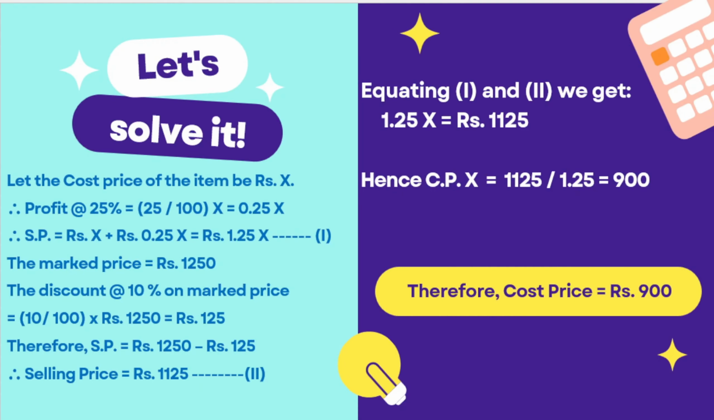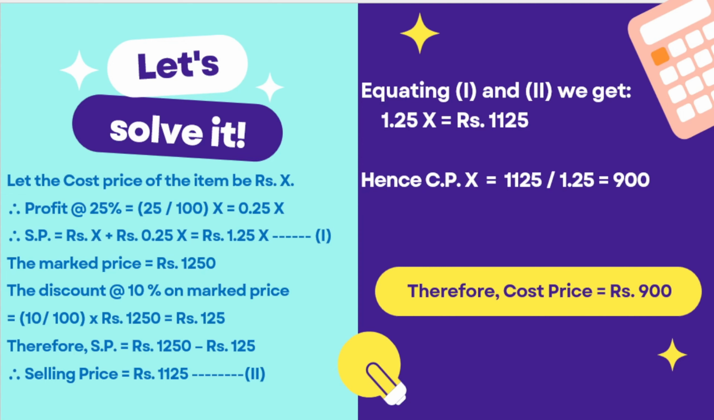Solution to example 18. Let us assume the cost price of the item be Rs x. Therefore, profit at the rate of 25% can be calculated as equal to 25 divided by 100 into cost price x, which comes to 0.25x. Therefore, the selling price can be calculated as equal to the cost price of Rs x plus profit of Rs 0.25x, which comes to Rs 1.25x. Let us call it equation number 1.